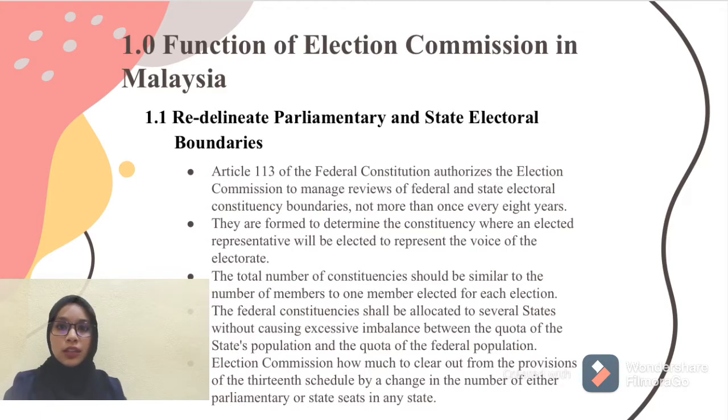So today I would like to present the first function of the Election Commission in Malaysia, which is to redelineate parliamentary and state electoral boundaries. The process for the redrawing of election boundaries is detailed in Article 113 and the 13th Schedule of the Federal Constitution. Article 113 authorizes the Election Commission to review federal and state electoral constituency boundaries not more than once every 8 years. The Election Commission must make recommendations for boundaries to suit the provisions within the 13th Schedule.